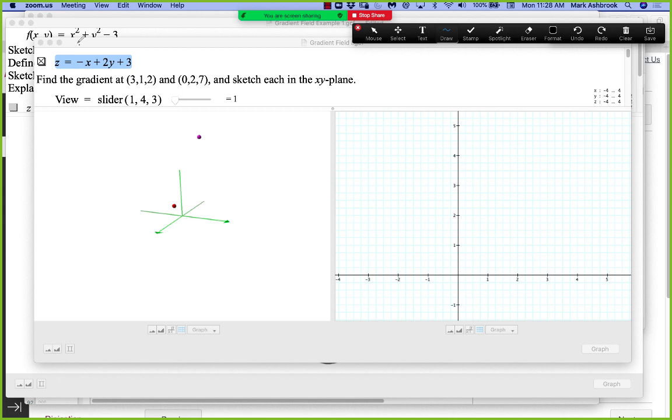So with the gradient, I'm calling the function g. What's the gradient of g? If g is negative x plus 2y plus 3, that's the z coordinate. Negative 1, 2? Negative 1, 2.